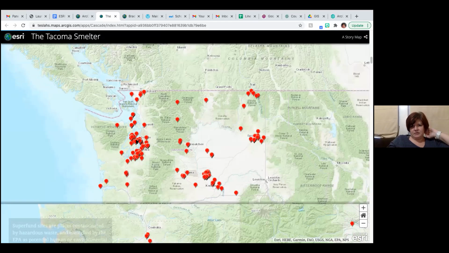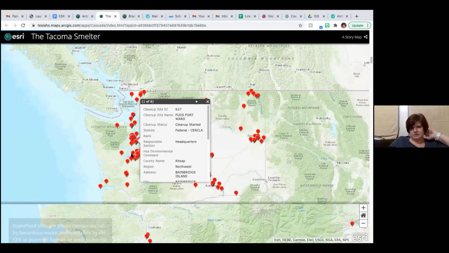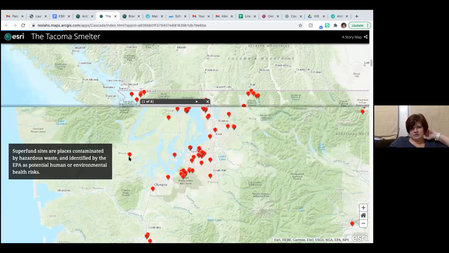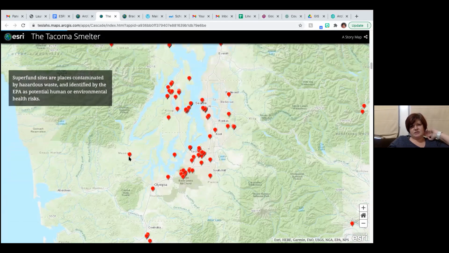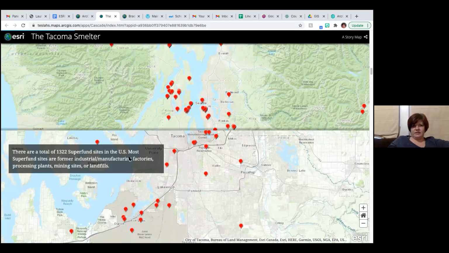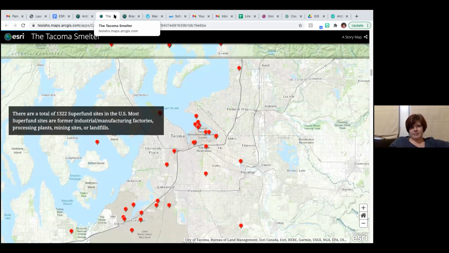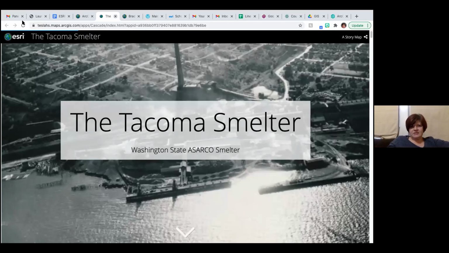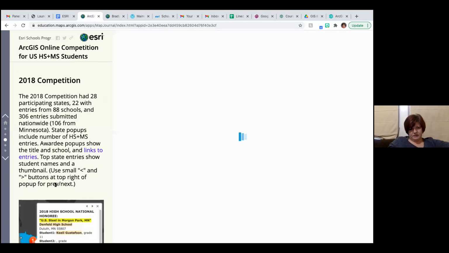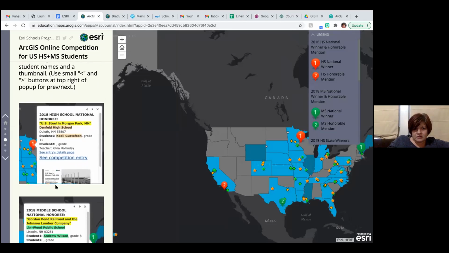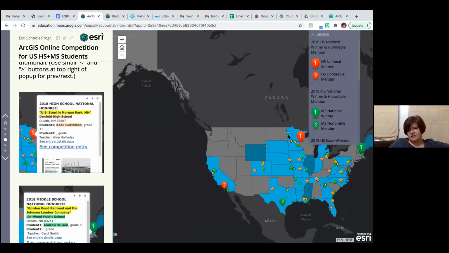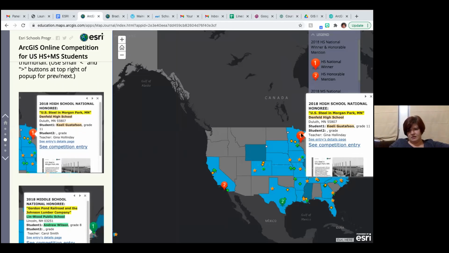And they mapped out Superfund sites, hazardous waste. So they looked at that in the state. So it's fun to look at these to get some ideas. If I could find the one that won, I think it was this one, US Steel.